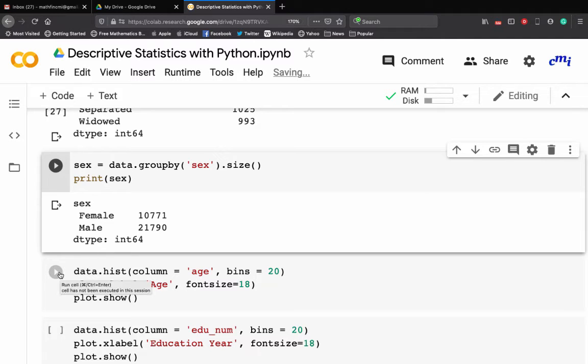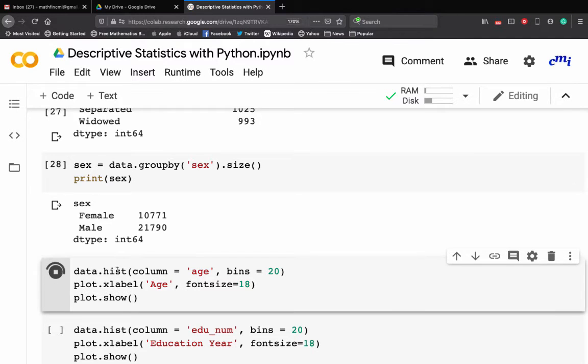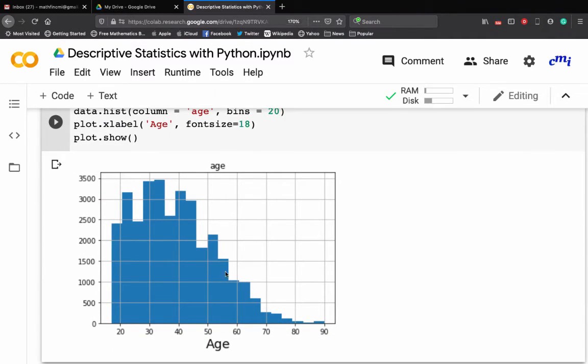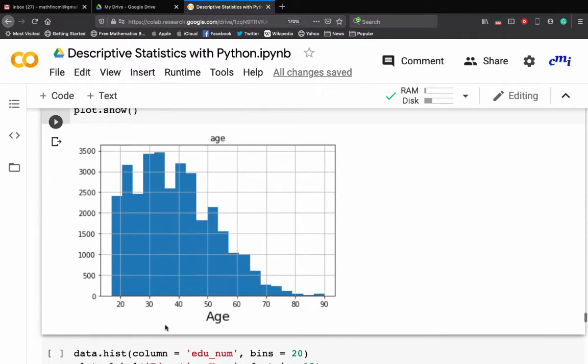Next, we are going to check how age is distributed. And interestingly, what we find is that definitely the distribution of age is not Gaussian. It is truncated at 18, and definitely it is not distributed as normal. The peak is somewhere between 30 and 35. About 3,500 people have an age somewhere between 30 and 40.